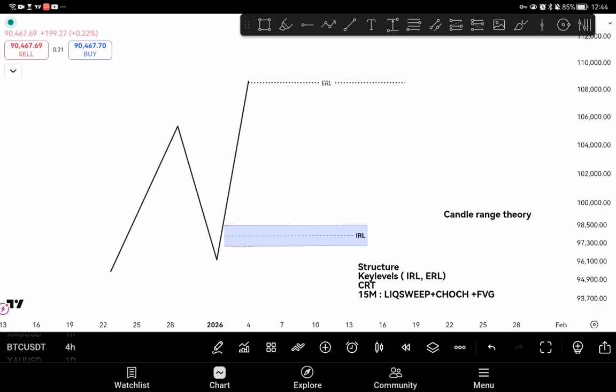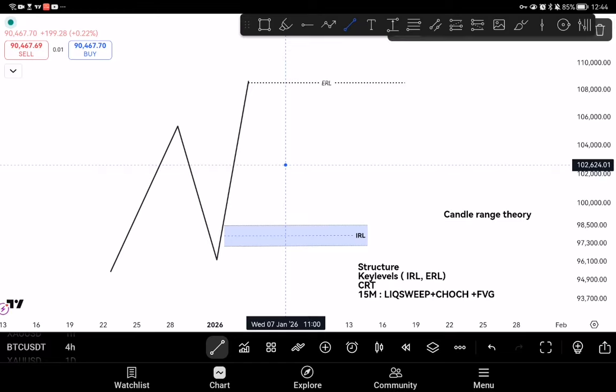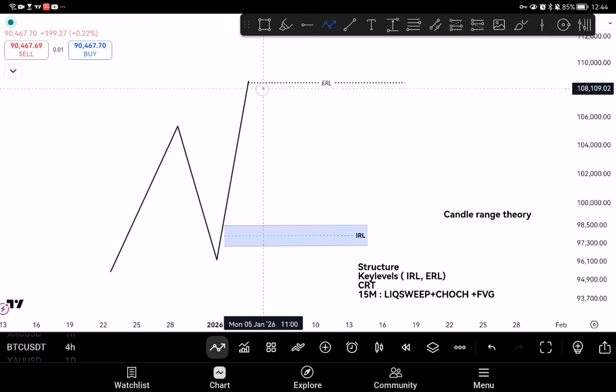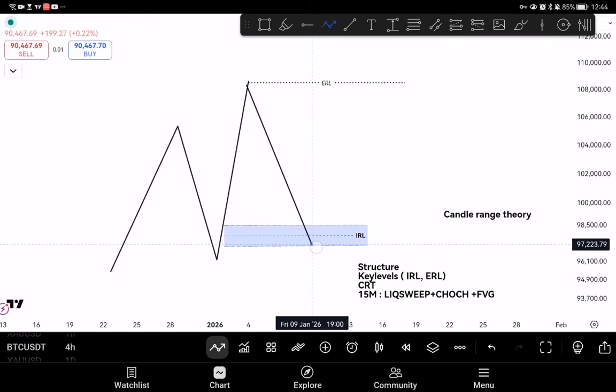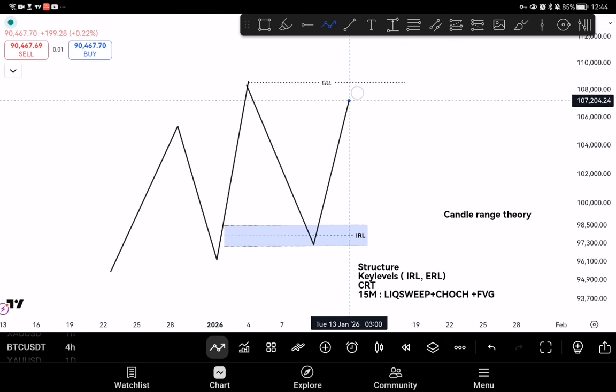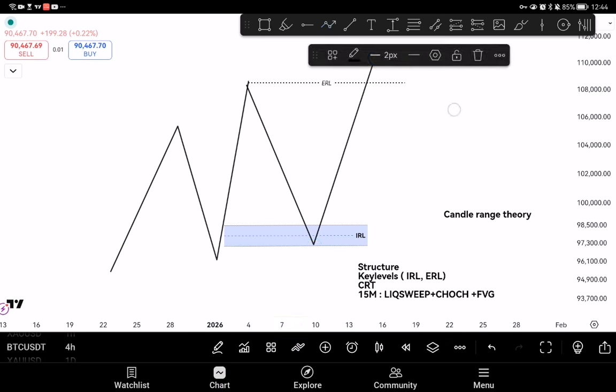Now, this external range liquidity, what does that mean? That means that price is coming from an external range liquidity and is going to drop down to this internal range liquidity right here. And when price gets to this internal range liquidity, what is it going to do next? It is going to come back and take this external range liquidity here. So that is basically how the market operates. This is in the case of a bullish market.